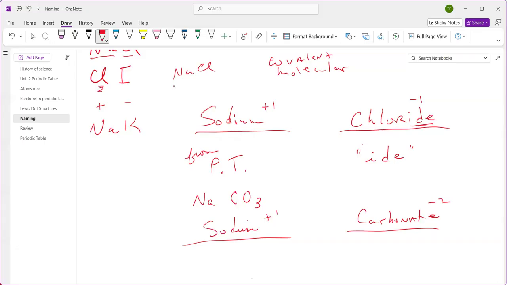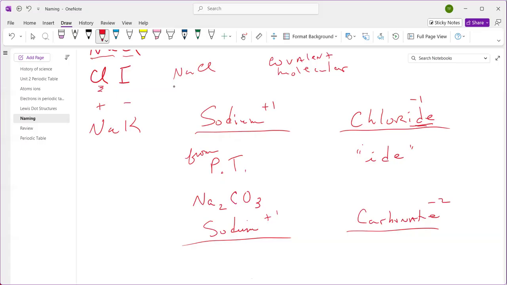Wait. What's the net charge now? Not 0, is it? So we have to make it 0. How are we going to make it 0? We need to up the positive charge, right? We do that by adding a subscript. So the formula for sodium carbonate is Na2CO3.